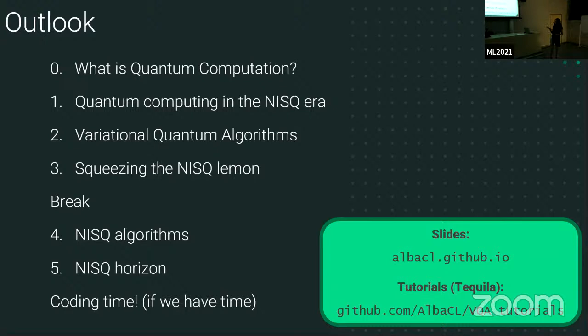I'm not sure how much time I will require for these parts, but whenever I finish, we will make a break, and then I will come back with some well-known NISQ algorithms. And if we have some time, I can show you some tutorials that I prepared of some of these super famous variational quantum algorithms. If not, you can anyway check my tutorials in my GitHub account and play with them. Okay, so what is quantum computing and what are the basics of this technology?